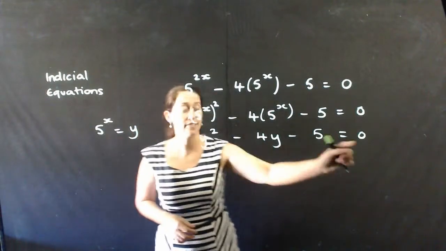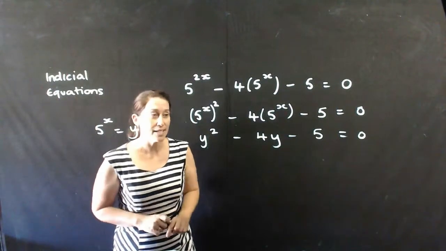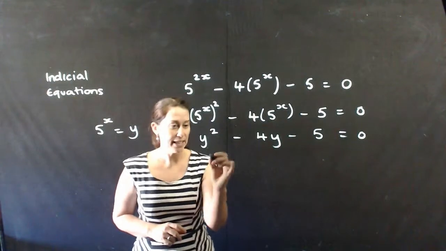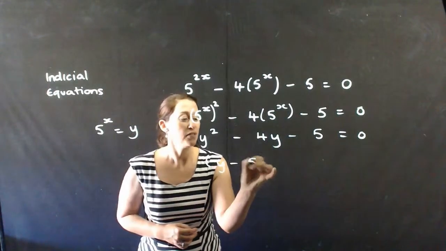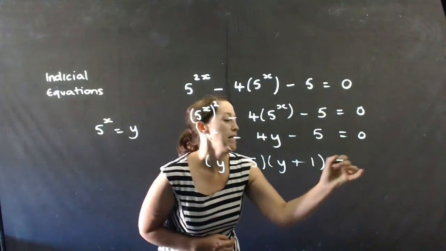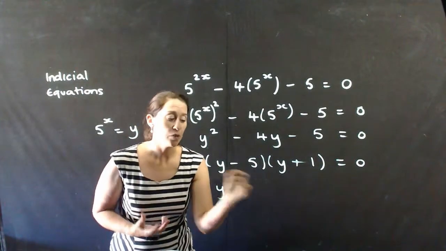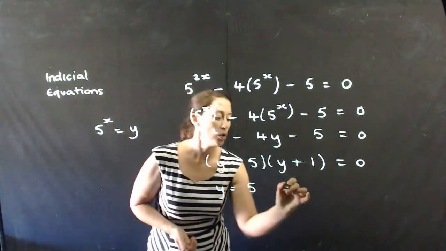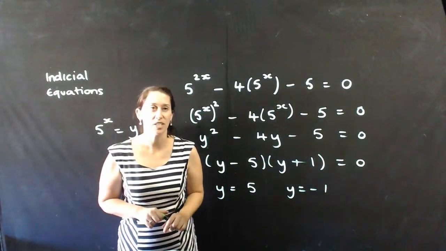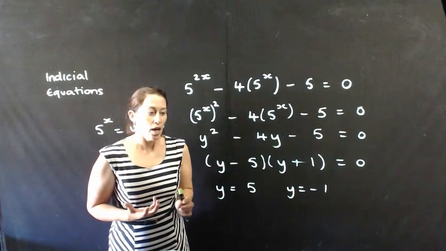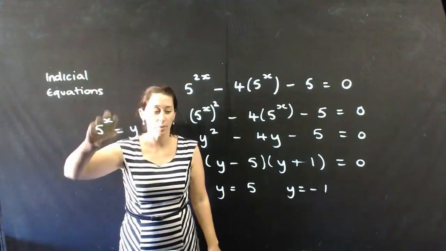We can solve it because it's equal to 0. So the first thing we say is, well, does it factorise? And in this case, it does factorise quite nicely. We've got minus 5 and positive 1. So we go y minus 5 and y plus 1 equals 0. Now solving using the null factor law, y equals positive 5 or y equals negative 1. And we have two solutions to this particular equation. And don't forget that y equals 5 to the power x.